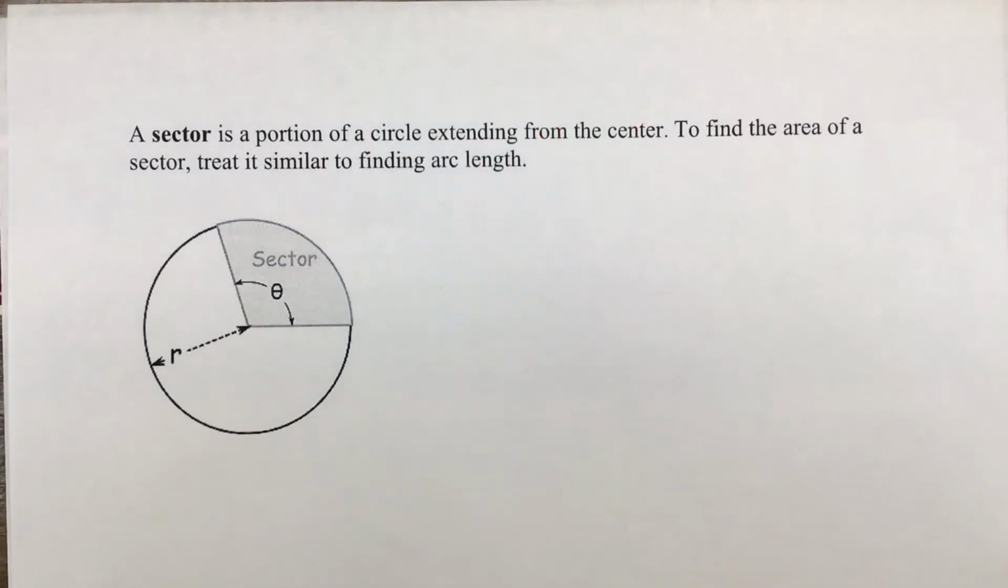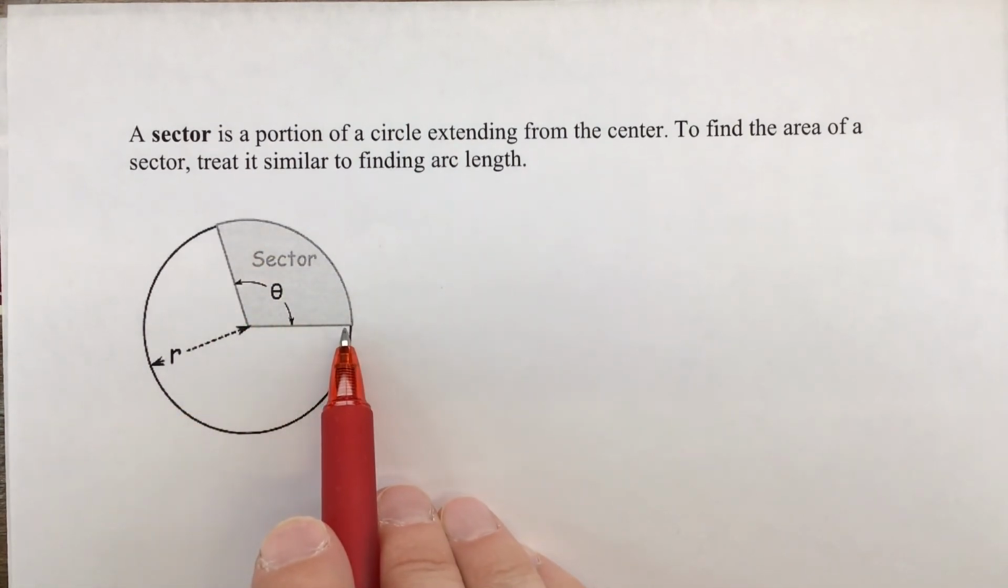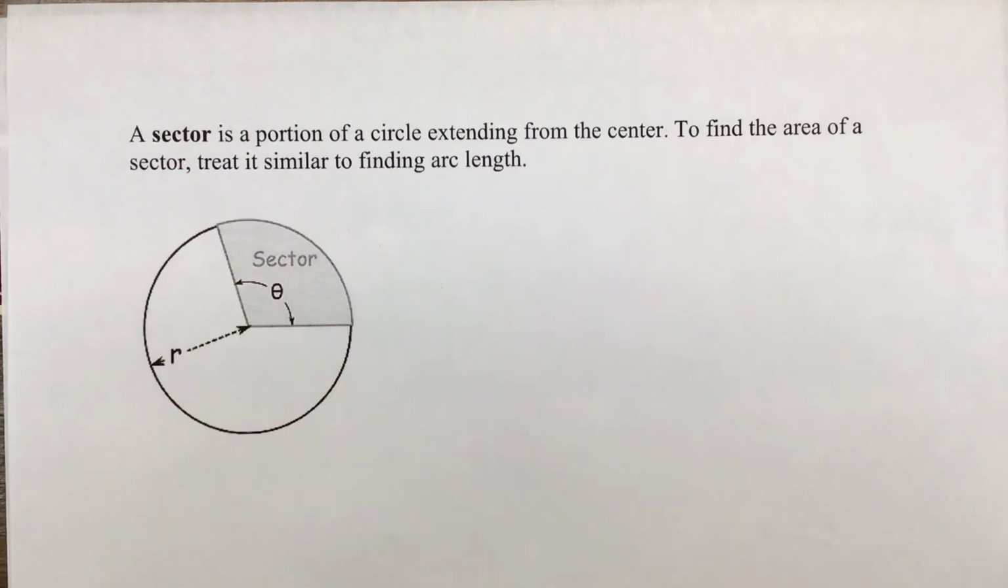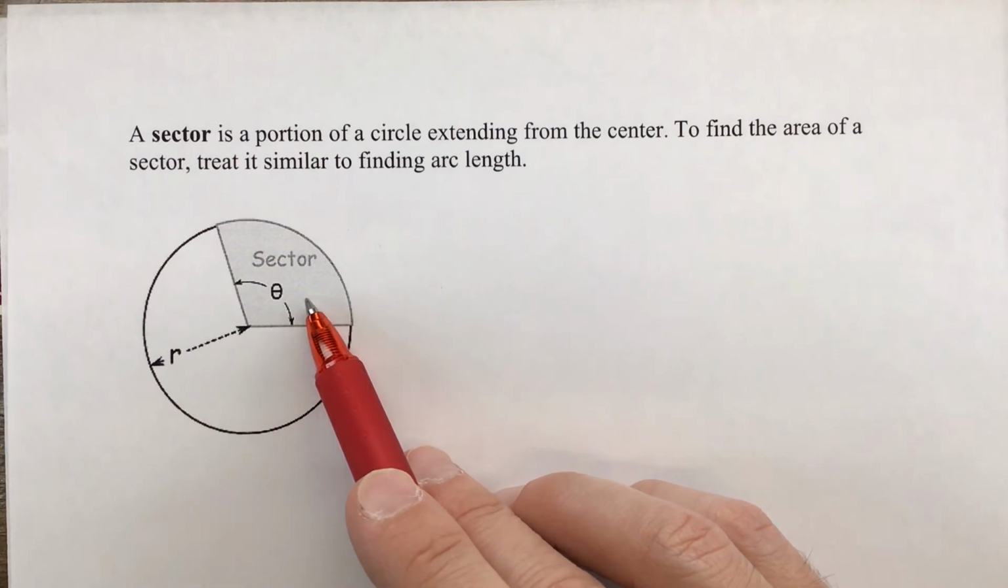In addition to figuring out the area of a circle, we can also figure out the area of parts of circles. One particular part is referred to as a sector. A sector is a portion of a circle extending from the center. It just looks like this. You can refer to it as a piece of a pie. We go to the center of the circle, we draw out a couple of radii, and the region in between them would just be referred to as a sector.